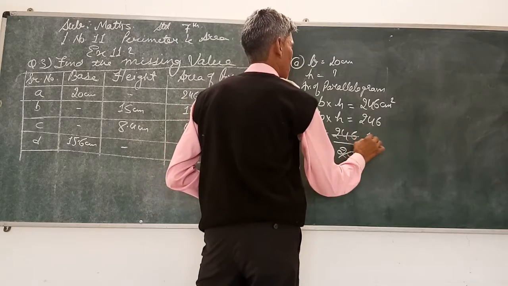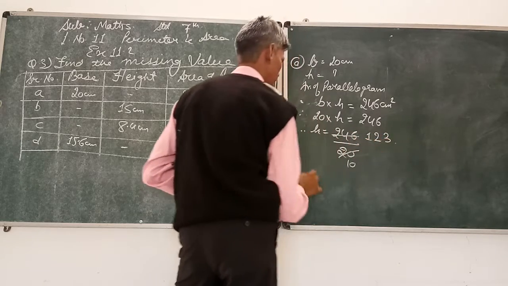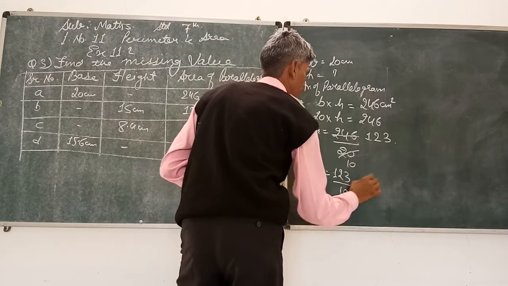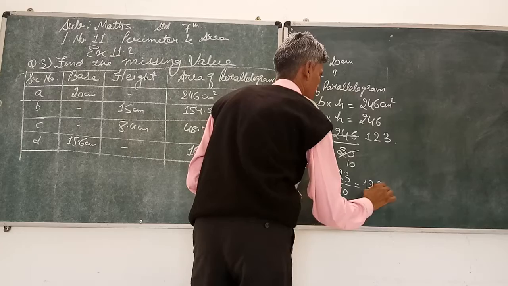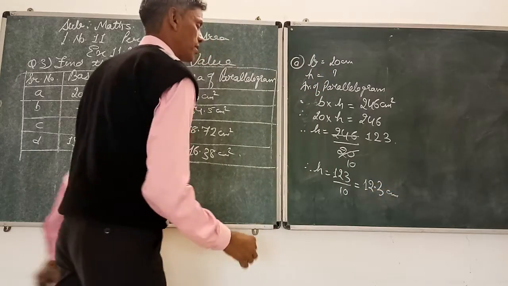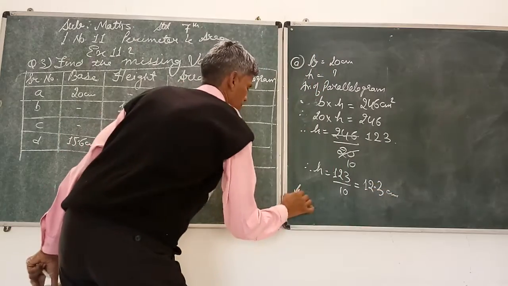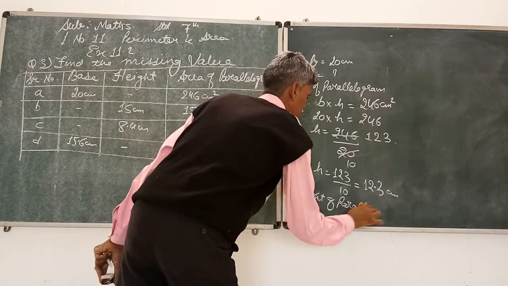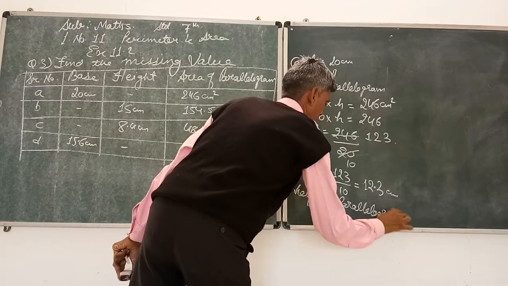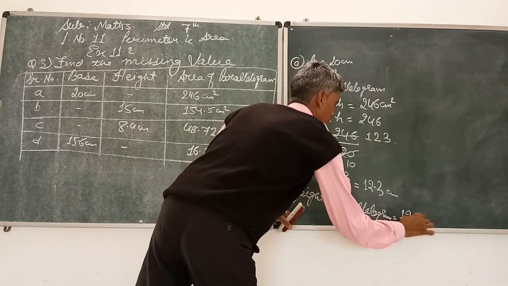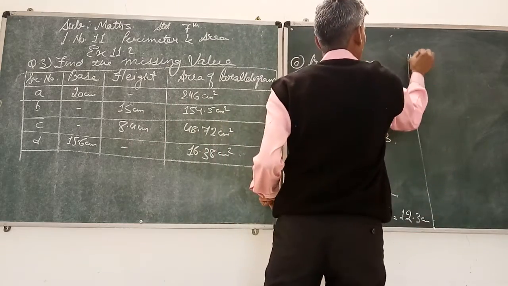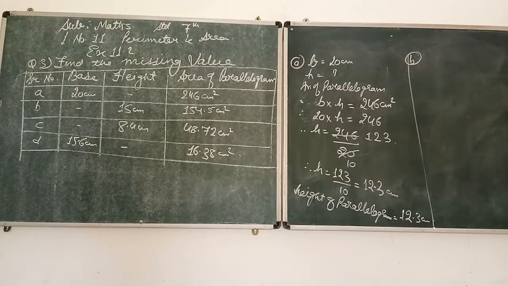2 tens are 20, 2 ones are 2, 2 twos are 4, 2 threes are 6. Therefore, H is 123 upon 10. That means 12.3 centimeter. So height of parallelogram is 12.3 centimeter. Okay, is it clear? Now B question, that is next question I am explaining.